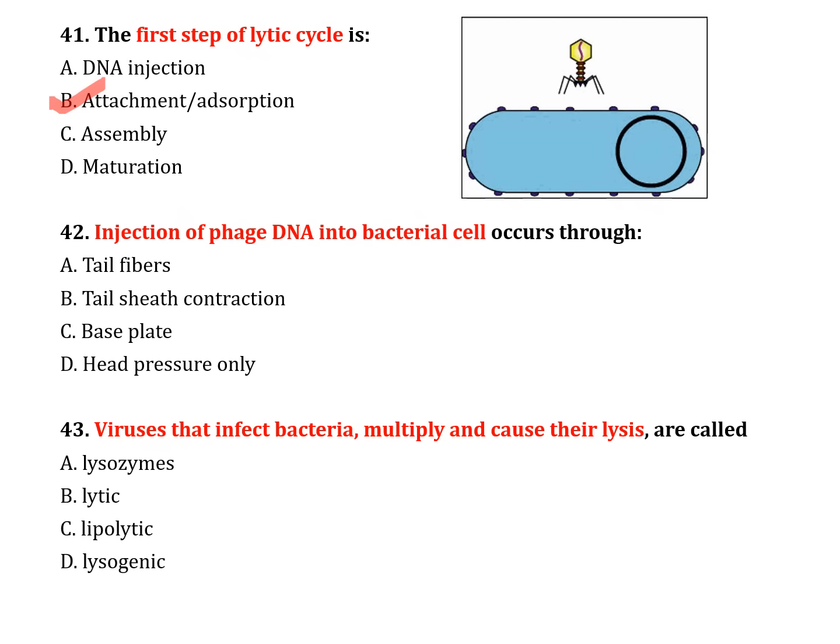The next question, number 42. Injection of phage DNA into bacterial cell occurs through option A, tail fiber, option B, tail sheath contraction, option C, base plate, option D, head pressure only. Correct answer is option B, tail sheath contraction. The next question, number 43. Viruses that infect bacteria, multiply and cause lysis are called option A, lysozyme, option B, lytic, option C, lipolytic, option D, lysogenic. Correct answer is option B, lytic. This is the injection phase where the DNA is injected into the bacteria.